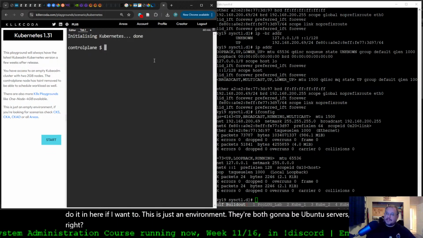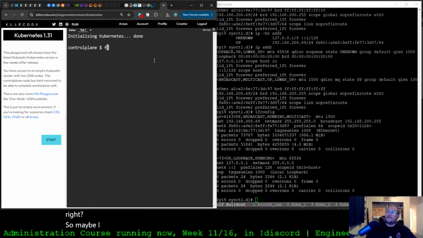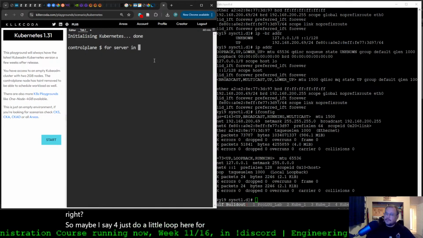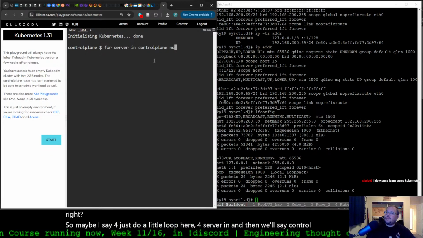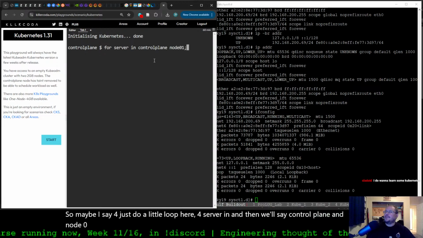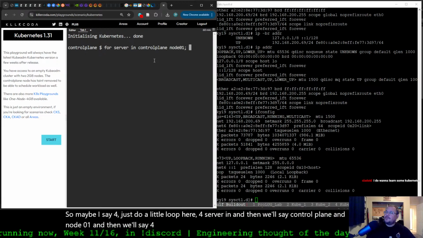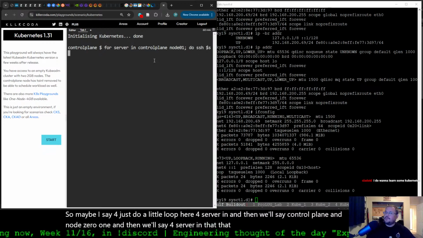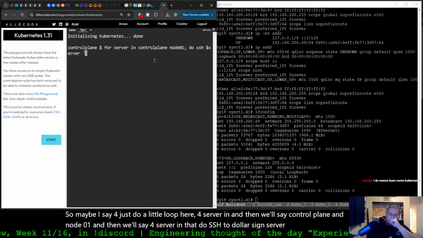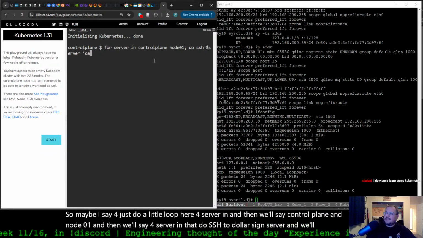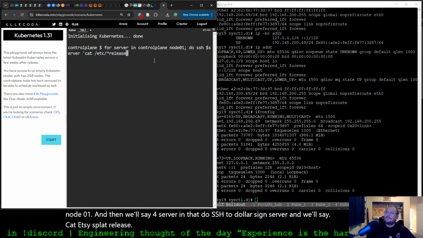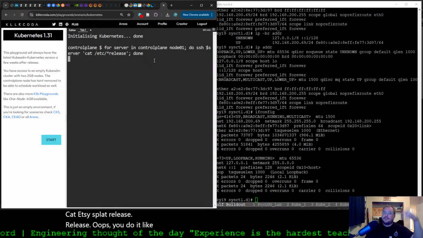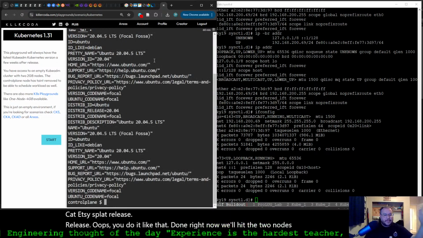So maybe I just do a little loop here: for server in control plane and node01, do ssh $server, and we'll say cat /etc/*release. Oops, you do it like that. Done, right? Now we'll hit the 2 nodes, and we'll just see what they are.